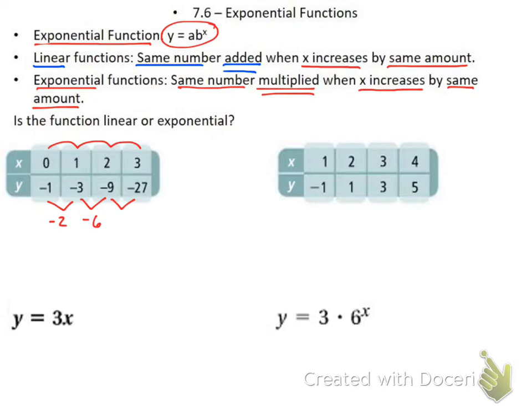And then 9 to 27, that would be minus 18. So I can see that it's not going to be linear because it's not the same number added over and over again. So instead, look for it to be multiplied. To go from -1 to -3, I can multiply by 3. To go from -3 to -9, I can multiply by 3. And from -9 to -27, I can multiply by 3. So as soon as I see that multiplication by the same number over and over again, I know that it's exponential.